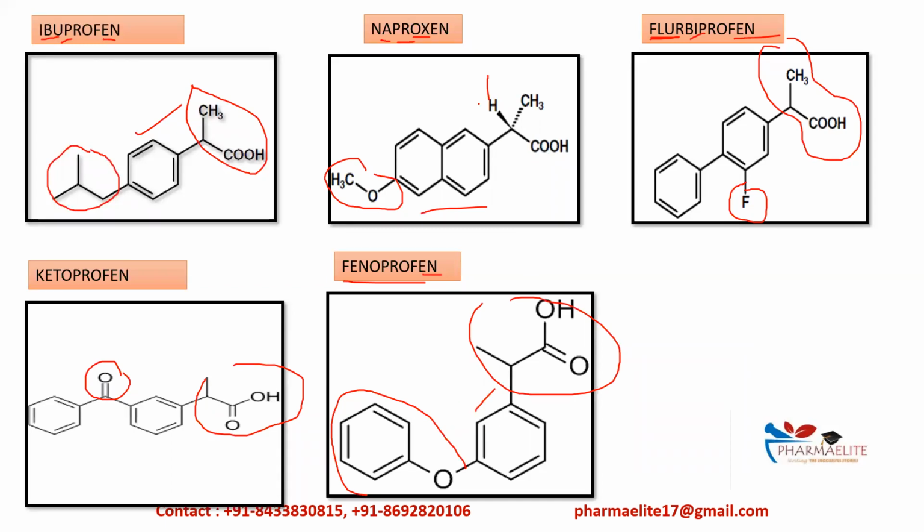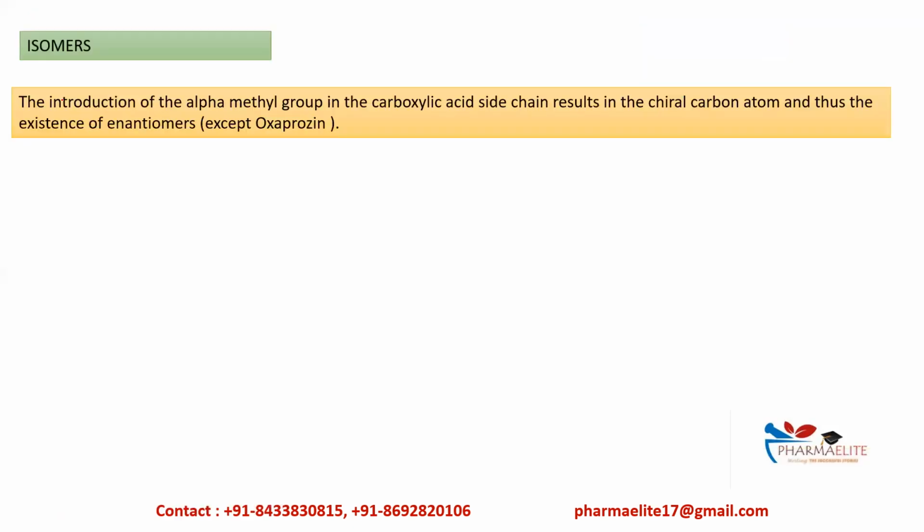One more thing you have to notice is that this particular carbon in these drugs is a chiral carbon, and the methyl group here is attached in the alpha configuration. What is a chiral carbon? A chiral carbon means all four substituents are different. The introduction of the alpha methyl group in the carboxylic acid side chain results in the chiral carbon. We saw that in the last slide. And thus the existence of enantiomers, except for the drug oxaprozin.